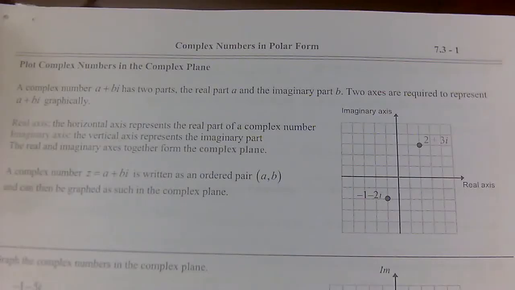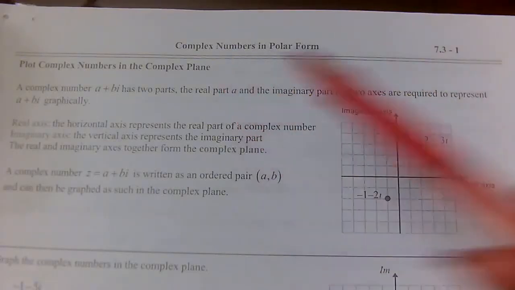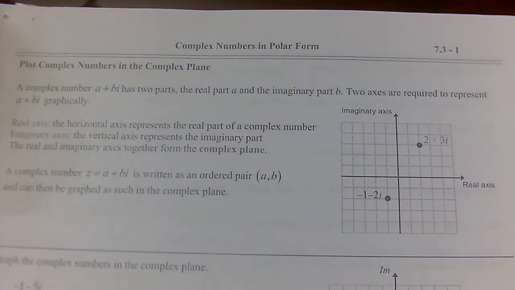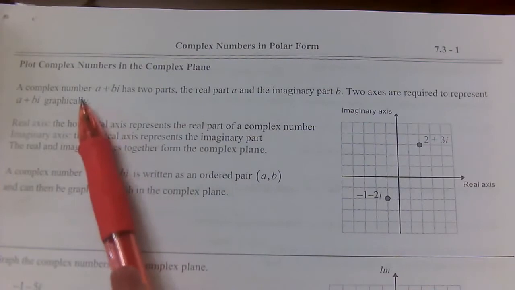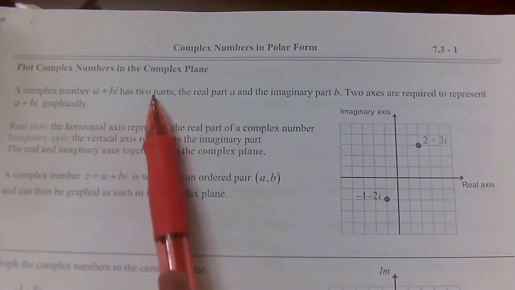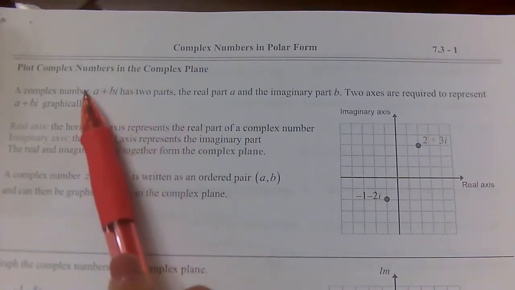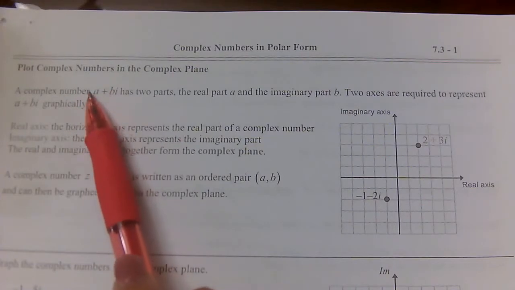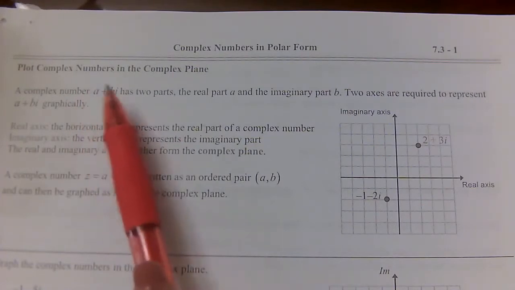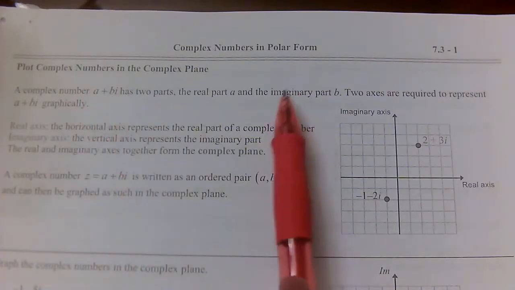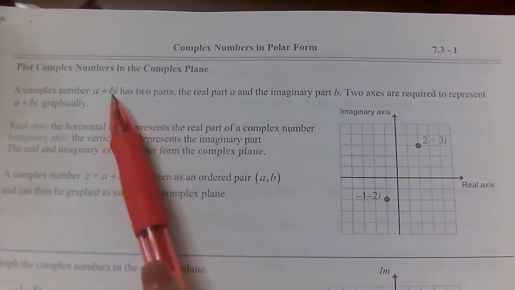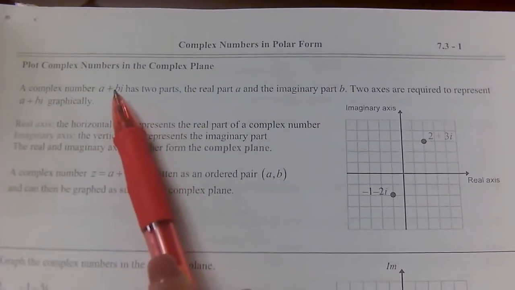Okay, in this video we're going to cover 7.3, which is complex numbers in polar form. A complex number is going to be in the form a plus bi, and it has two parts. The a part is the real part, so that's a real number on the number line. The bi part is your imaginary part, so the i tells us that it's an imaginary number.